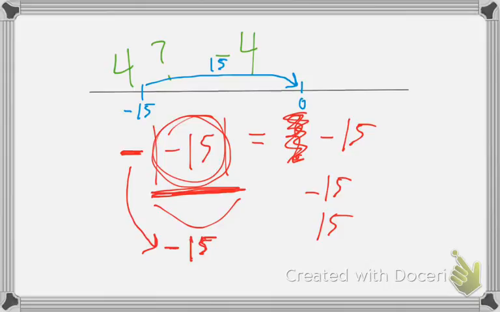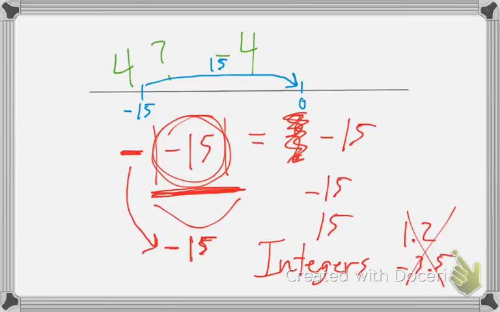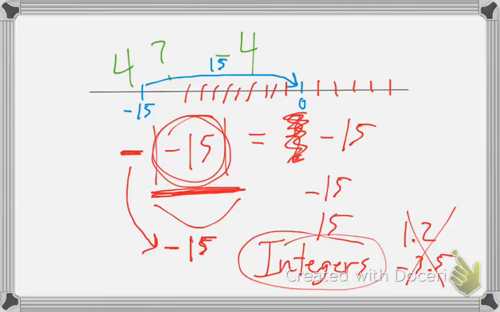So, those are integers. Remember, integers are any number on the number line. Integers don't include like 1.2 or negative 3.5. Those are not integers. Okay, integers are whole numbers, 1, 2, 3, 4, 5, 6, 7, 8, 9, 10, all the way up to infinity, and negative 1, 2, 3, 4, all the way down to negative infinity. Those are integers, and opposites have an opposite sign, positive or negative.